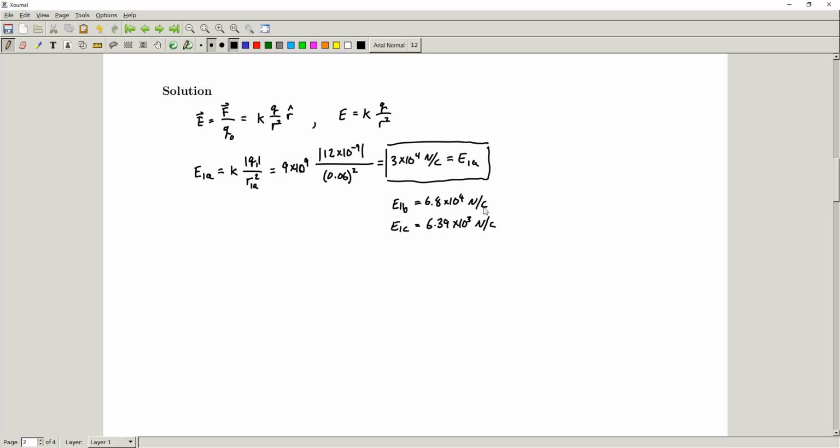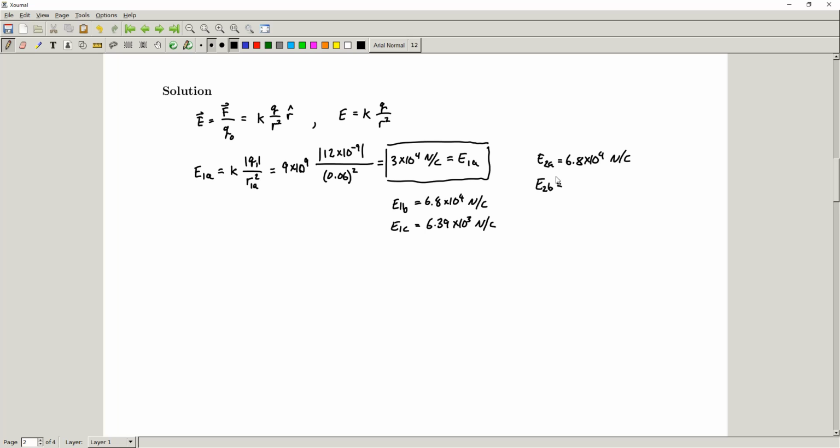And then we could also do the same for source charge number 2. We would find that E2A is equal to 6.8 times 10 to the 4 newtons per coulomb. And again, these are all going to come out positive, right, because we are taking the absolute value of our charge here, and that's fine because we can deduce the direction from our discussion that's going to follow after we have all these magnitudes, right? So let me finish off these magnitudes.